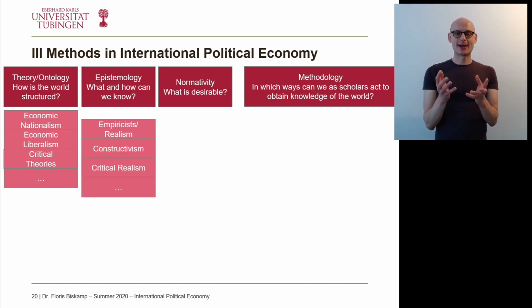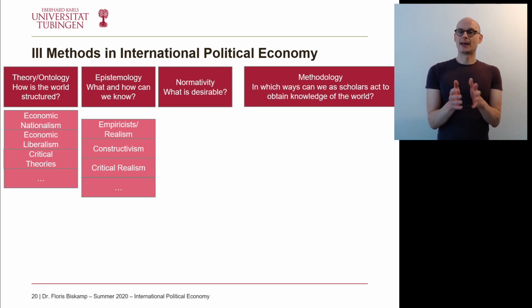The second dimension is epistemology. This is about the question, what can we know and how can we know it? And in the simplest case, you're simply a realist or empiricist, and then epistemology is not a problem at all, because then you say, well, I just look at the way things are, and then I describe the world as it is. And then you don't have to think anymore about epistemology and how knowledge is created.